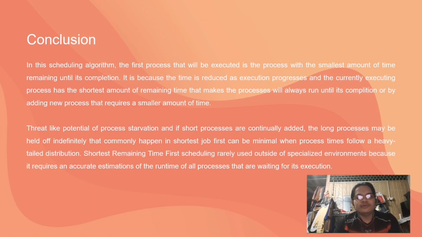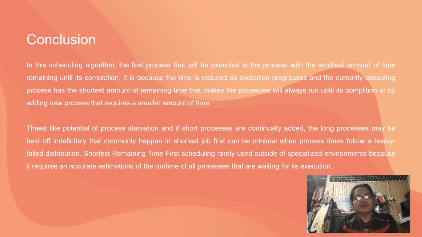In this scheduling algorithm, the first process that will be executed is the process with the smallest amount of time remaining. It is because the time is reduced as the execution progresses, and the currently executing process has the smallest amount of time remaining, which will make the process always run until its completion, or until a new process is added that has a smaller amount of remaining time.